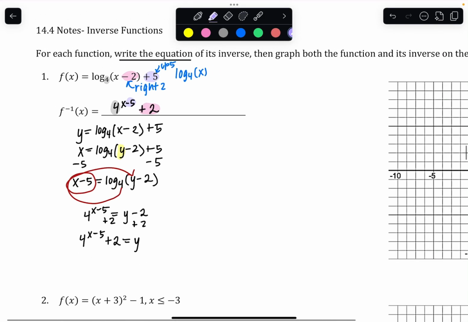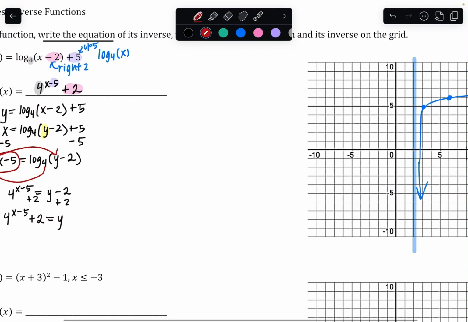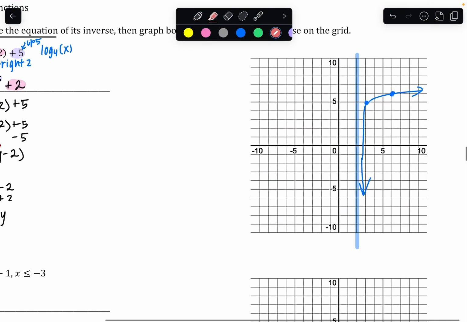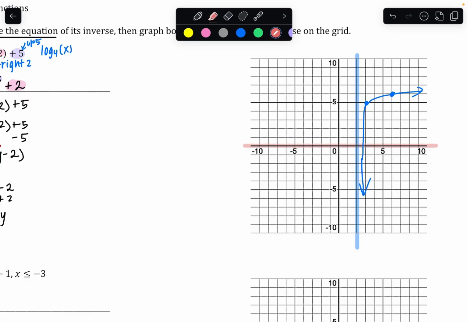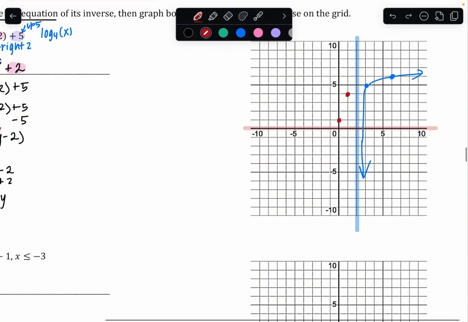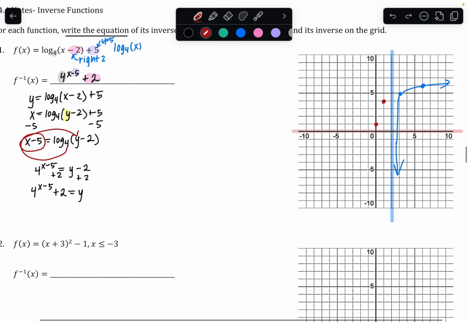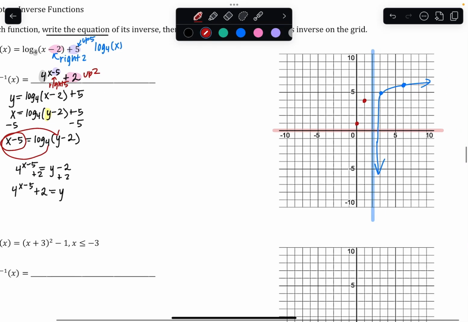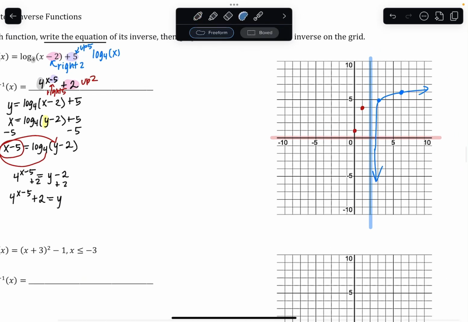Everything gets switched around. Okay, so to graph our inverse function, I'll graph in red. An exponential function always starts with the asymptote at y equals 0. And then the y-intercept is always 1 away. And the next point to the right is the base away. So we're working with base 4. And so our next point is a distance of 4 away. The transformations on this graph are right 5, up 2. And so the only thing that affects the horizontal asymptote is moving it up 2.